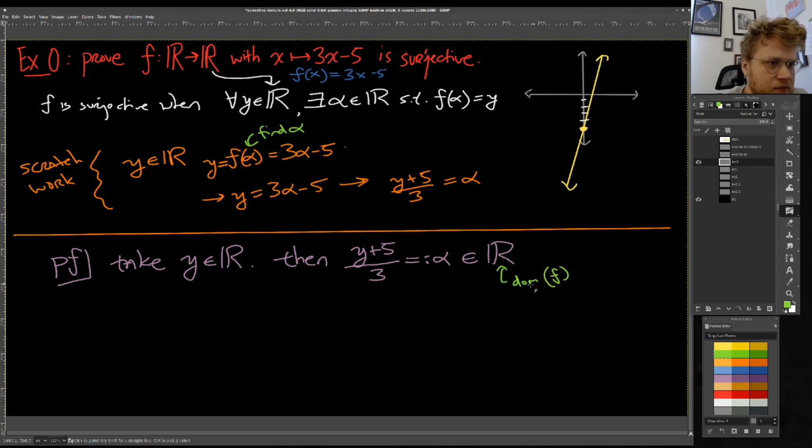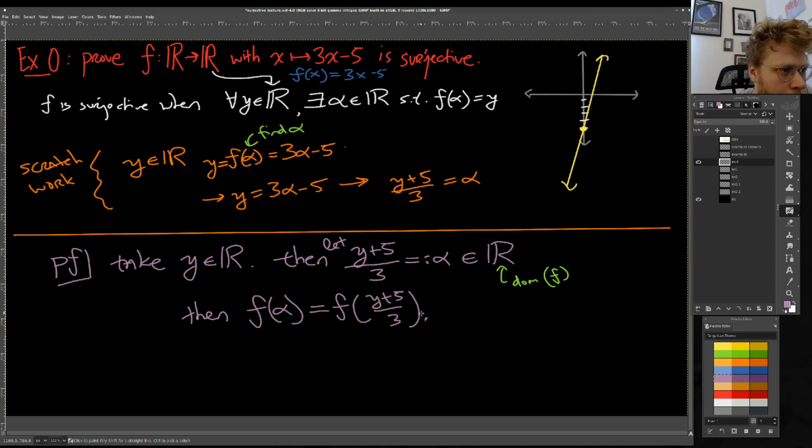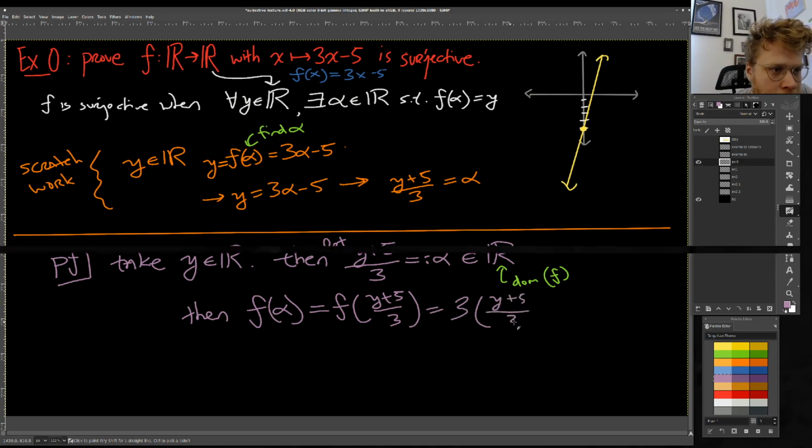Sometimes you might see this notation where we're talking about the domain of f. So that alpha is a real number, so it's going to be an element of the domain. So with that choice, we could say let alpha be defined like this. Then f of alpha equals, and then we just plug it into the function and demonstrate that it does what we want it to do.